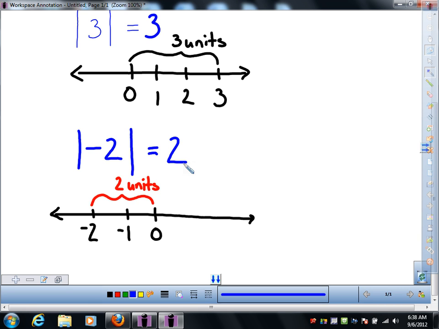So whenever we look at absolute values, we're always going to look at them from the standpoint of a distance from 0. And that has to be what our main focus is when dealing with absolute value.